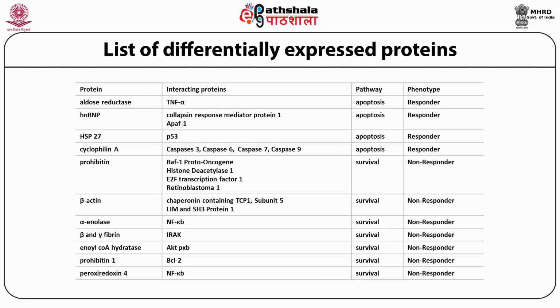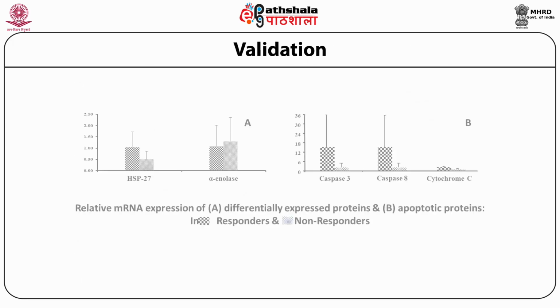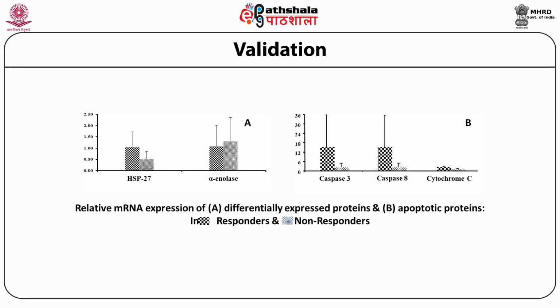Validation. Relative mRNA expression of two differentially expressed proteins, HSP27 and alpha-enolase, was done. It is clearly seen that HSP27 is upregulated in responders as compared to non-responders, and alpha-enolase is upregulated in the non-responders, which validates the discovery phase of the experiments.